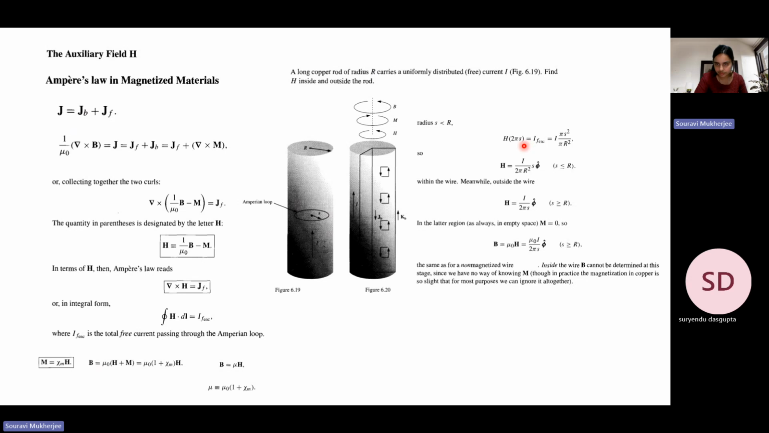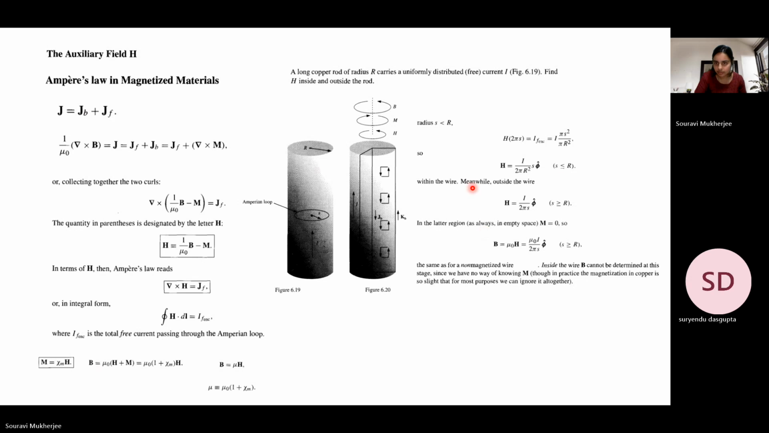So H into 2 pi S, which is the line integral, since you have taken a small loop and are doing a line integral over it, will be equal to the free current that is enclosed. That is nothing but I by pi R squared, the current per unit area, times the perpendicular cross-section area, which is pi S squared. So this is your field for any S less than R, somewhere inside the rod.